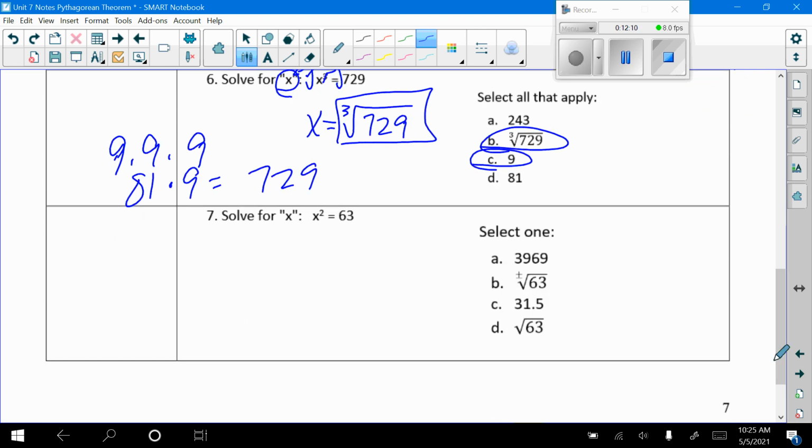And select 1. The square root is, I'm solving for x, so take the square root of both sides. X is equal to the square root of 63, yes. And it will be positive and negative. So that is correct. And it's a select 1 only.